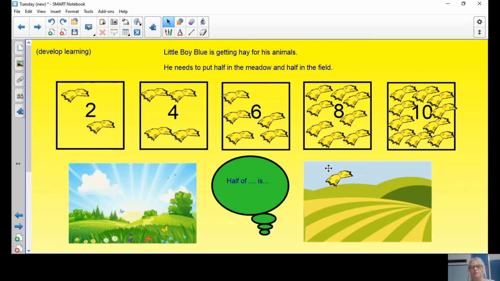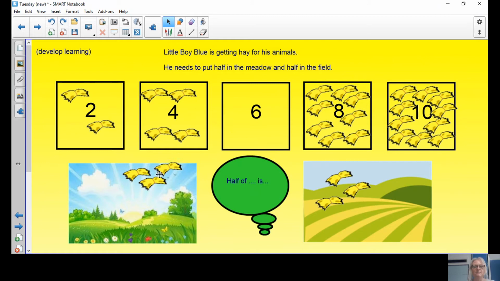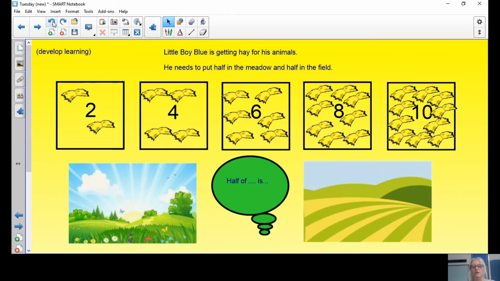Right, let's put 1 there, 1 there, 1 there. Let's share it out equally. Remember, half means there are 2 groups and they've both got the same amount. Oh, I was right. Look, I thought I could see 3 and 3. So I can say half of 6 is 3. Because when we're doing a half, we're splitting it into 2 equal groups.